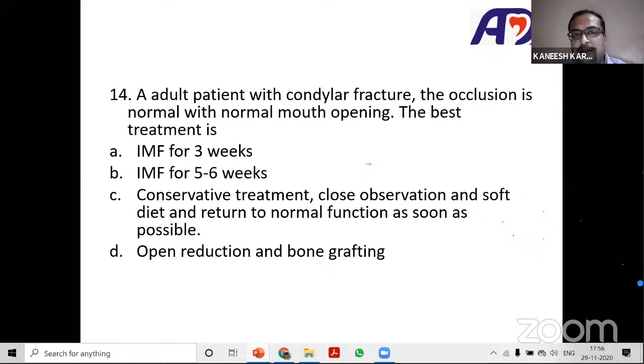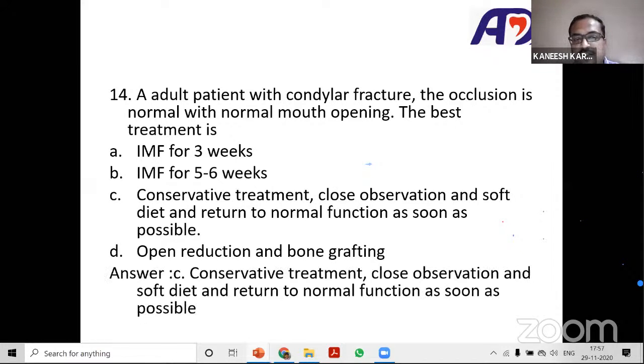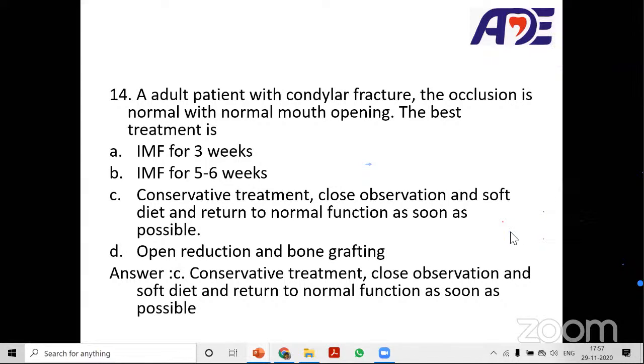Adult patient with a condyle fracture, occlusion is normal with normal mouth opening. The best treatment is. This is more or less similar to the first question we saw. The answer is conservative treatment, close observation, soft diet, and return to normal function as soon as possible.